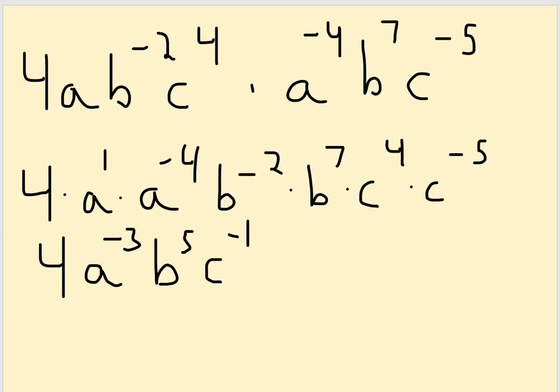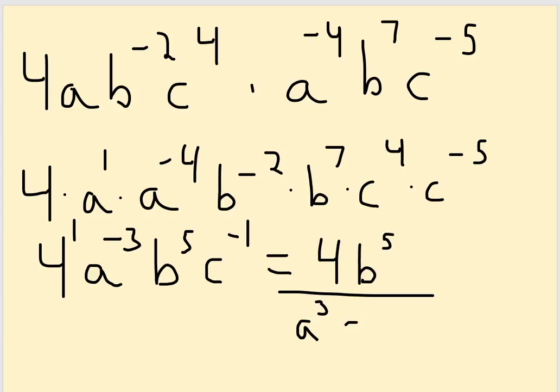So, in this case, 4 has an exponent of 1. That's positive. That's going in the top, baby. A to the negative 3, negative exponent, goes in the bottom. Take away the negative sign. B to the 5th, that's a positive exponent. It goes in the top. And then C to the negative 1, that goes in the bottom. Take away the negative sign.